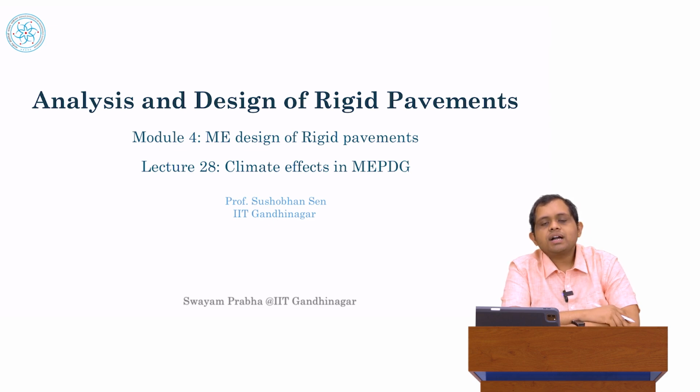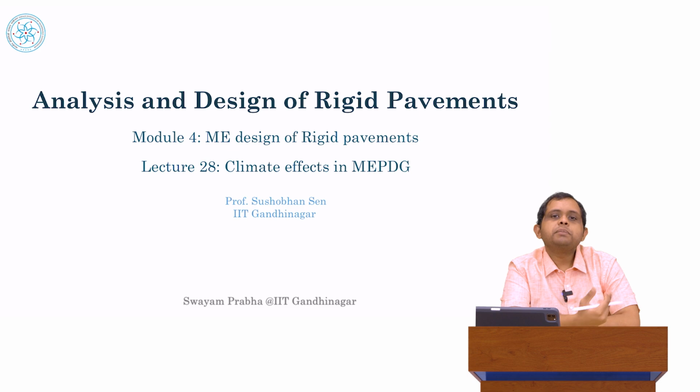All of that information comes together in Module 4, which is on mechanistic empirical design of rigid pavements. I formally defined to you what is mechanistic empirical design. We'll have a review today. And in the previous lecture, I gave you an overview of a particular implementation of mechanistic empirical design. So ME design is a philosophy of design.